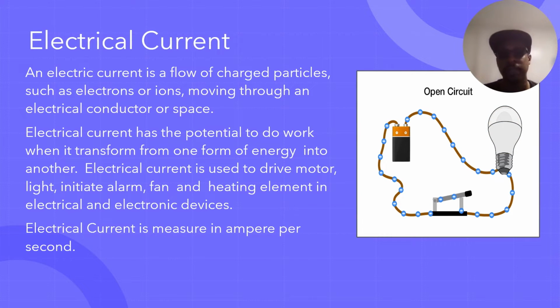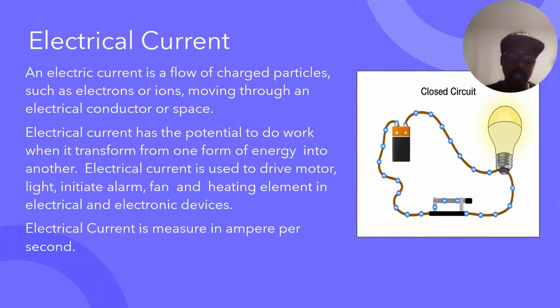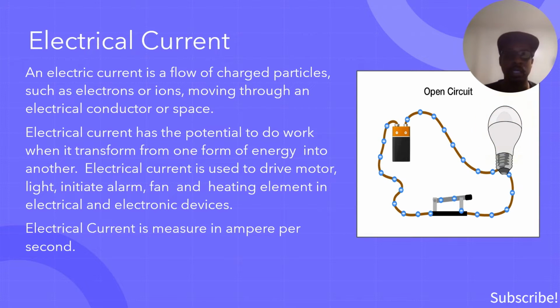An electrical current is a flow of charged particles such as electrons or ions moving through an electrical conductor or space. Now, the electrical current has a potential to do work when it transforms from one form of energy into another. Electrical energy is used to drive motors, lights, initiate alarms, fans, and heating elements in electrical and electronic devices.